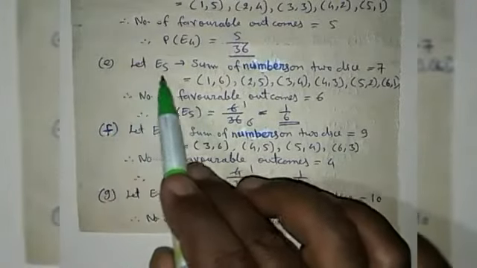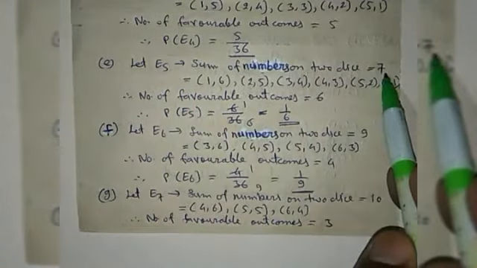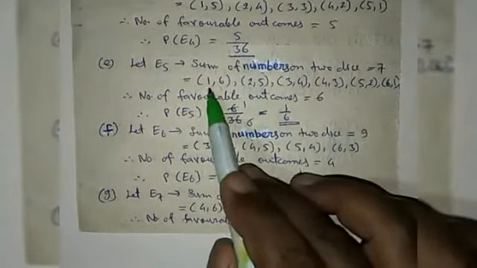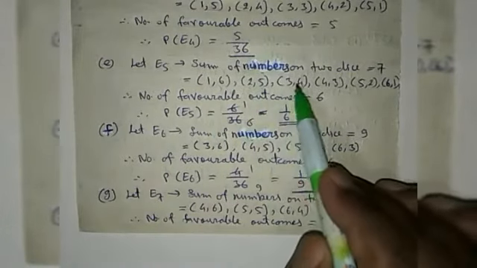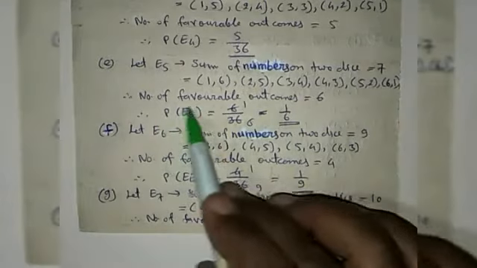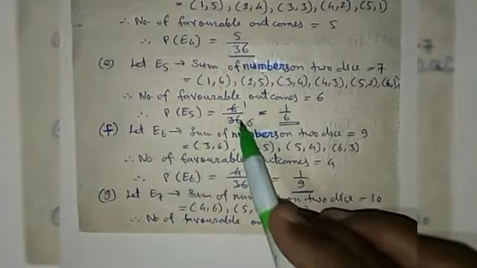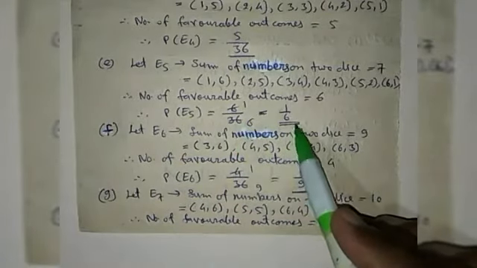In the next, let E5 be the sum of numbers on 2 dice equal to 7. So here the possible outcomes are (1,6), (2,5), (3,4), (4,3), (5,2) and (6,1). So the number of favorable outcomes is equal to 6. Hence the probability P(E5) equals 6 upon 36, that is equal to 1 upon 6.